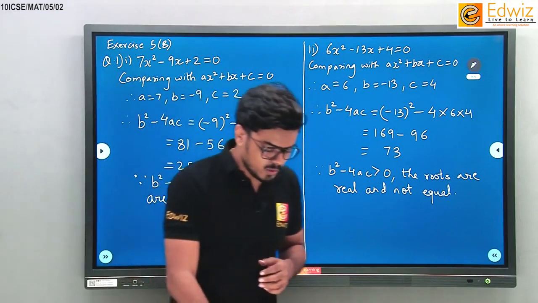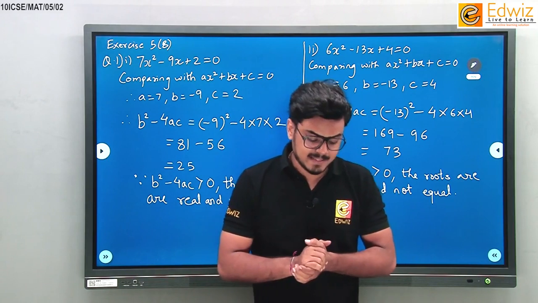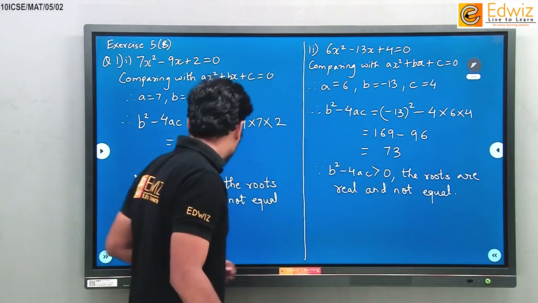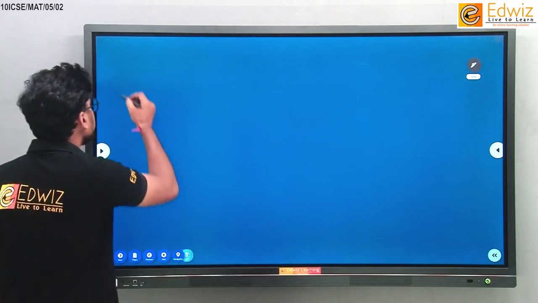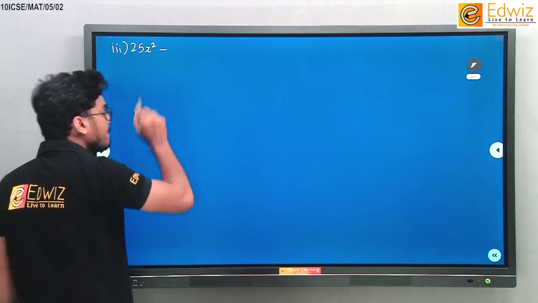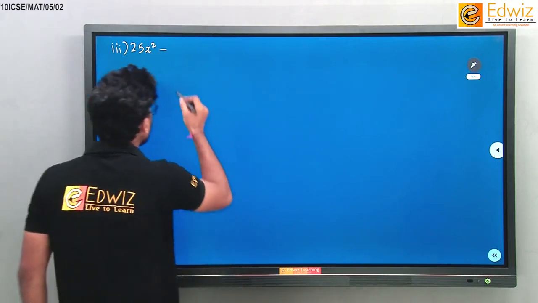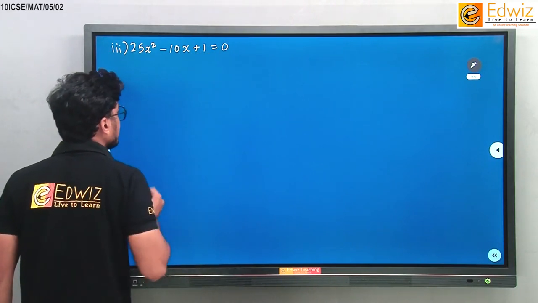Okay students, moving on to the third sub question here. 25x square minus 10x plus 1 equal to 0. You have to do the same thing once again. The third sub question, 25x square minus 10x plus 1 equal to 0. So find out b square minus 4ac.